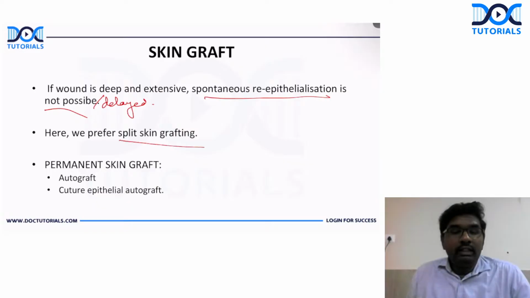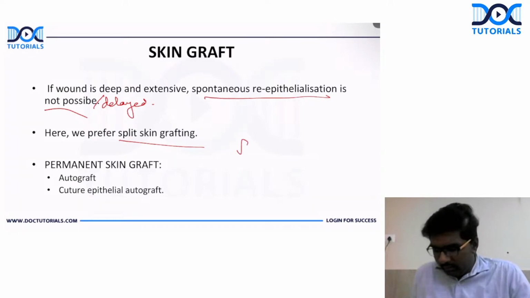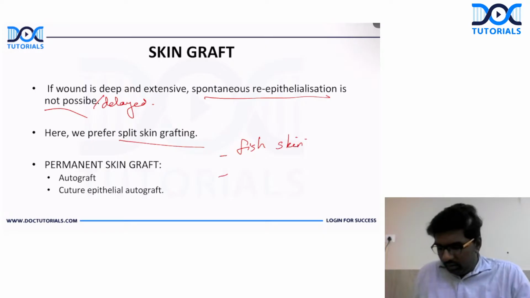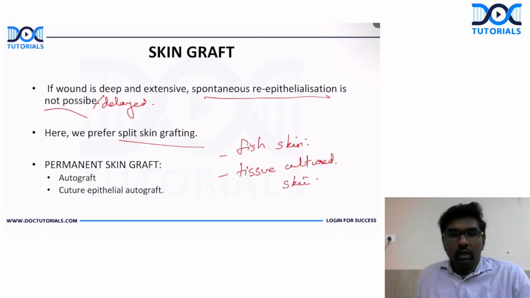So we will go for a split skin grafting. This can be an autograft, or this can also go with a fish skin or tissue cultured skin also. Autograft can be taken from the patient's own body.